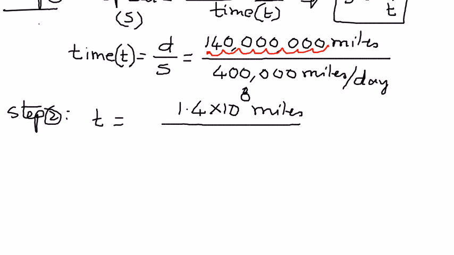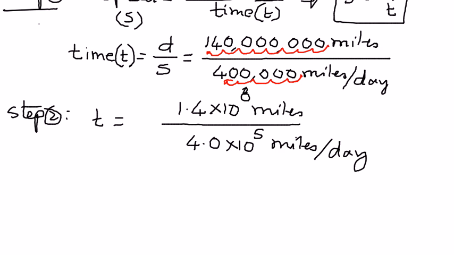And then we can express the speed with which the space shuttle is traveling in scientific notation as follows. The decimal place is there, and we're going to move it 1, 2, 3, 4, 5 places to the left. So we can write that as 4.0 times 10 to the power of 5 miles per day. And when we look at the units, the miles in the numerator and the miles in the denominator cancel out.